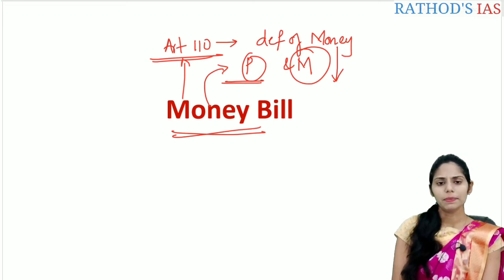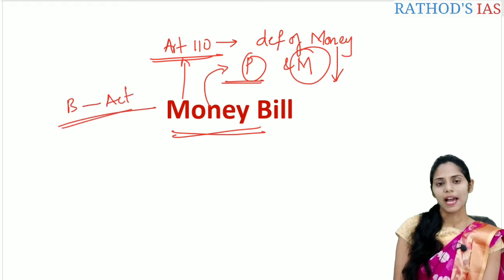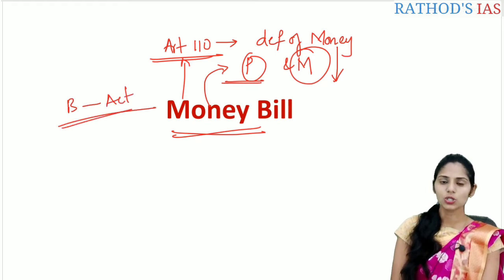And any bill, to become an act, has to pass some steps. First, it should be introduced in the Lok Sabha or the Rajya Sabha, and it will go to the second house. After the bill is passed in the second house, it will go to the president for the assent. After the president gives the assent to that bill, only then will that bill become an act. We already discussed this process. So let us see regarding this money bill.